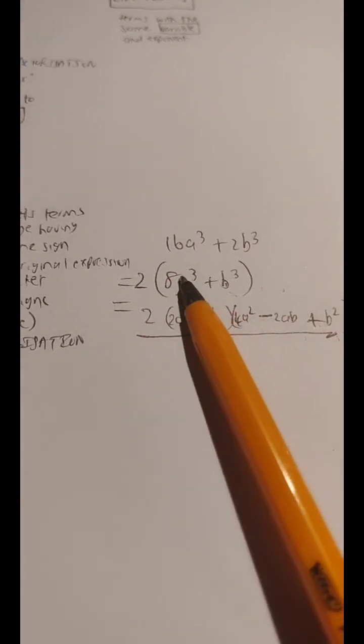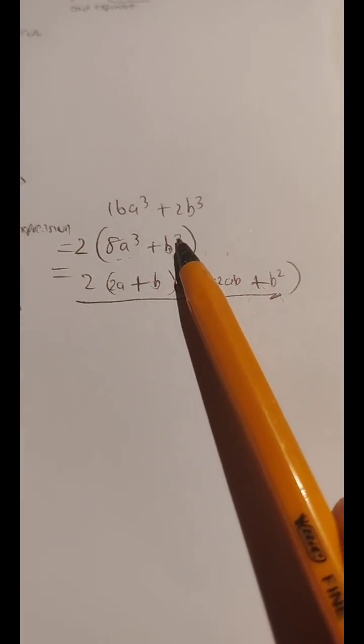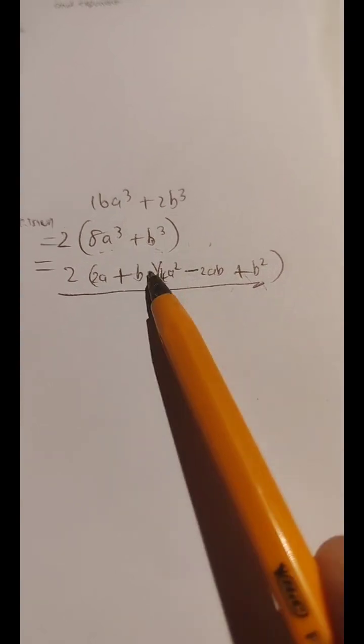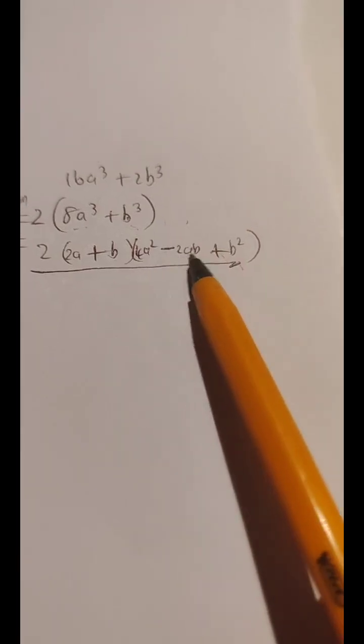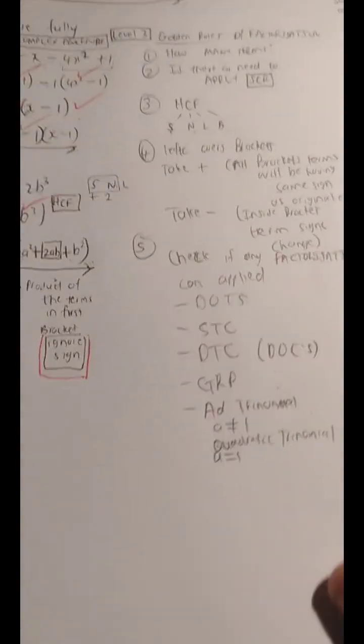How do you get this guy? You take the cube root. How do you get this guy? You take the cube root of this guy. How do you get him? You square this first term. How do you get him? You square this last term. How do you get him? You take the product of these two. Don't mind the sign. And that's it. That's it, guys. It's as simple as that.